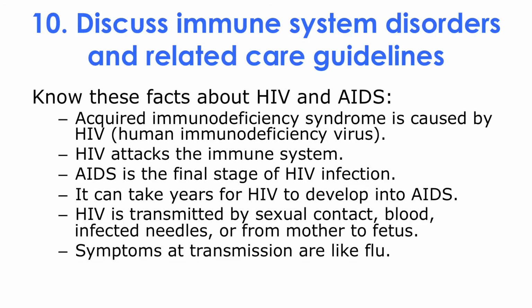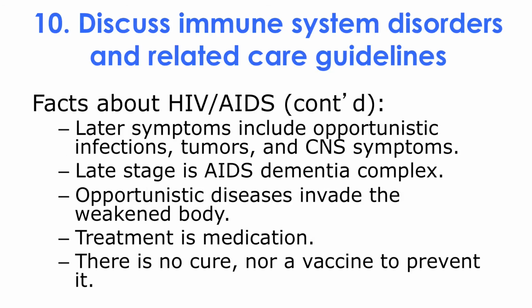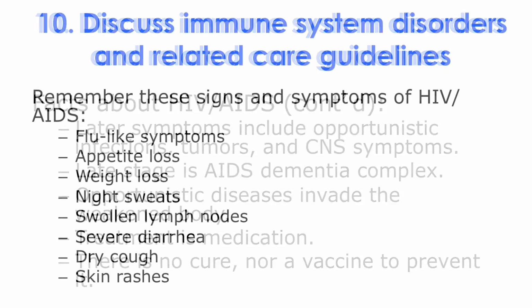So beginning symptoms at transmission are pretty much just like flu. Other facts we need to know: later symptoms include opportunistic infections, tumors, and CNS, or central nervous system, symptoms as well. Late stages of AIDS include dementia complexes, where you have confusion and dementia. What happens is the opportunistic disease invades the weakened body. Your immune system is gone, so you cannot fight these diseases, so other diseases are going to jump in there for you. The main treatment is medication. At this moment, there is still no cure and not even a vaccine to prevent it.